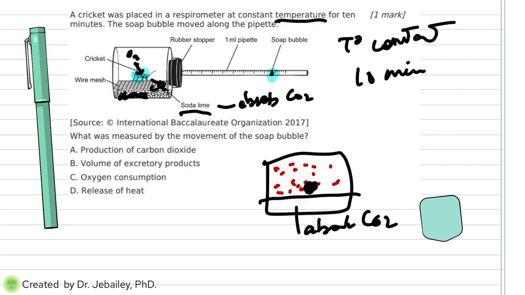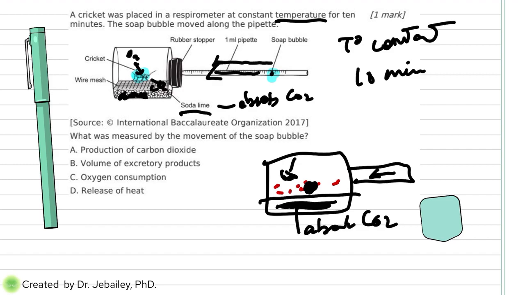So every time the cricket is absorbing oxygen, there's less pressure in the atmosphere, right? And the CO2 that's released by the cricket is taken here, so it's absorbed at the bottom. So as it keeps breathing, more and more oxygen is going. So what's the pressure doing? The pressure is dropping inside. If the pressure is dropping inside, that means the bubble is moving in this direction. So what does this show? This shows how fast the bubble is moving in this direction, and knowing the distance and how fast it's going over those minutes, you can see how fast the respiration is.